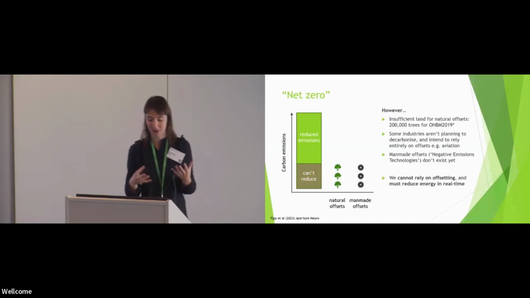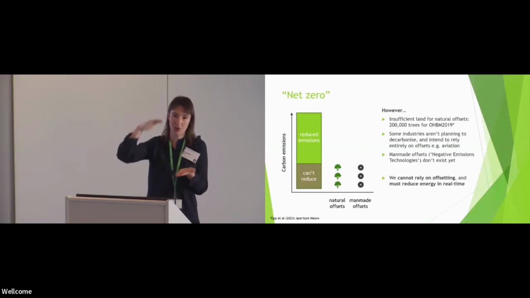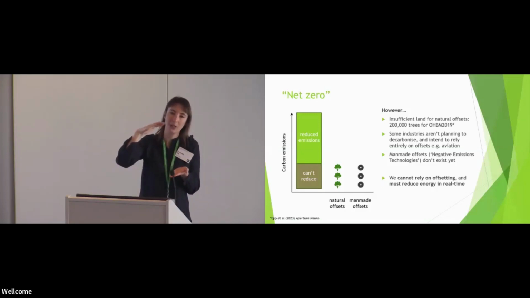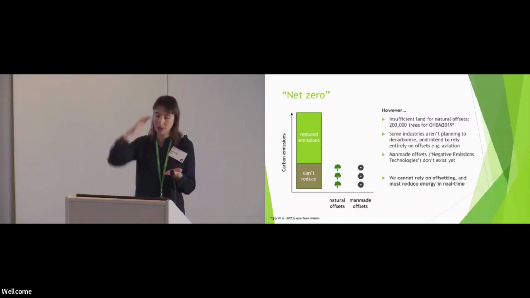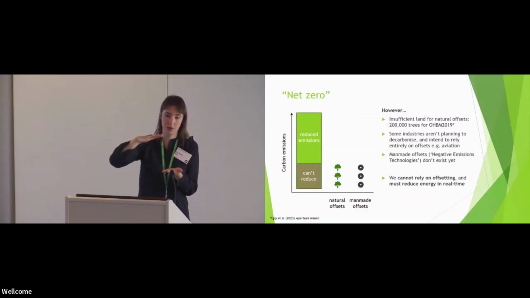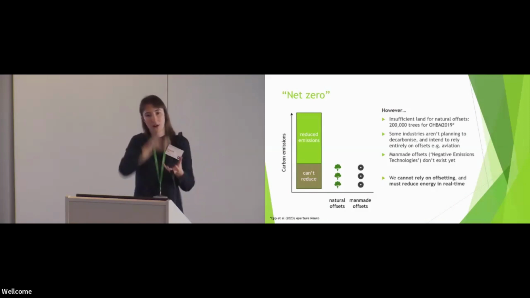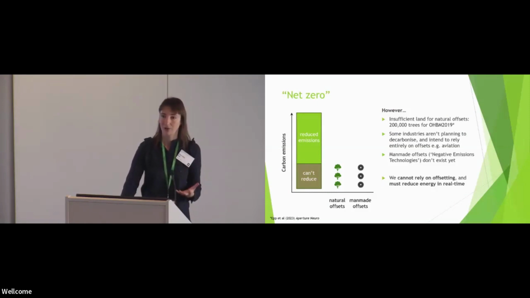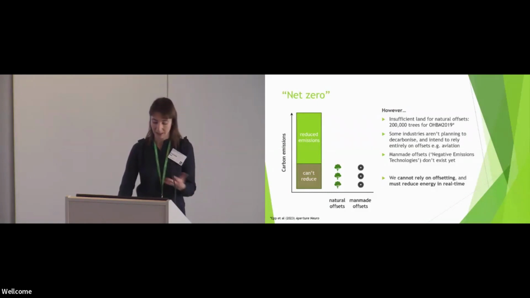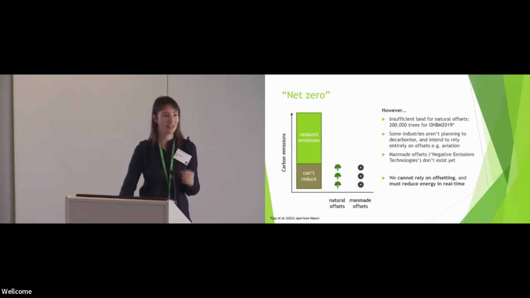So the concept of offsetting is that after we've reduced emissions as much as we can, there'll still be some residual emissions that are really difficult to reduce. So to get our overall levels of greenhouse emissions down to zero, we'll have to suck up that carbon out of the atmosphere. And one great natural way of doing this is by planting trees or by nature restoration. However, there simply isn't enough land on the planet to do this.